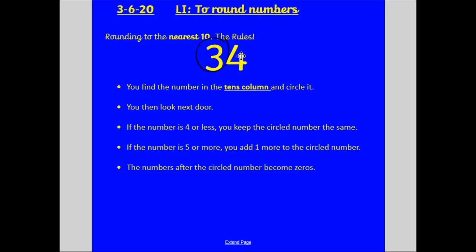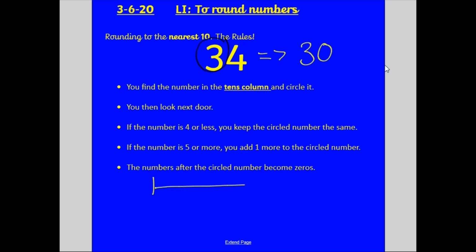Then I look next door. And if the number is 4 or less, I keep this number the same. If the number is 5 or more, I add 1 to the circled number and put zeros after it. So for example, this is a 4, which means that the circled number stays the same. And then therefore, I put zeros after the circled number. So 34, rounded to the nearest 10, is 30.